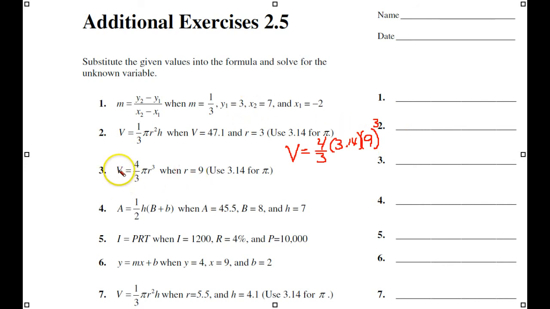So in this case, it's just finding what V is, because we have 4/3 times pi, which is 3.14, times 9 cubed. So what you need to do with your calculator is you go 9 cubed, then times it by 3.14, then times it by 4, and then divide by 3. And that should then be 3052.08.